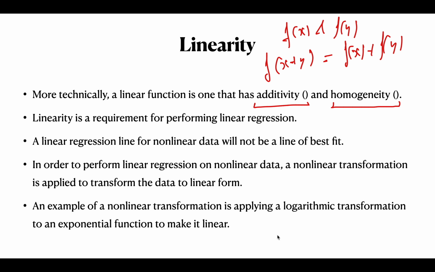And next one is homogeneity. Homogeneity says that f(a·x), where a is some constant, will be equal to a·f(x). This is homogeneity. So these are the two properties that our linear equations must satisfy. Then we can say that yes, my data is linear.